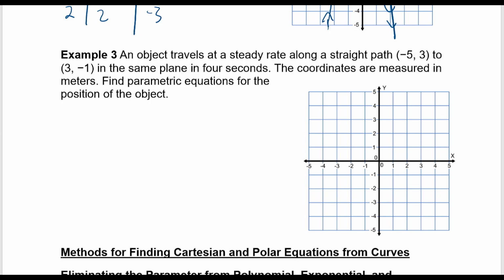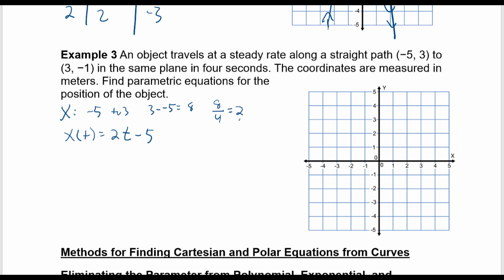So let's look at this in two parts. Since we're doing parametric equations, on the x part, it's going from -5 to 3. So 3 minus -5 is 8, and 8 divided by 4 seconds is 2. So x of t is 2 times t as our increment, minus 5, meaning when time is 0, it's at -5.